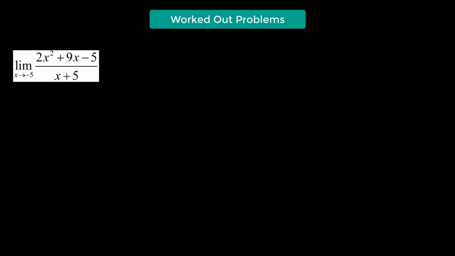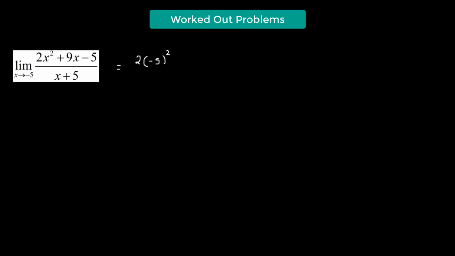So here in this question, we have a rational function given by 2x squared plus 9x minus 5 divided by x plus 5. We have to find its limiting value when x approaches negative 5. So first we are going to do a direct substitution. So we're going to replace the value of x by negative 5.